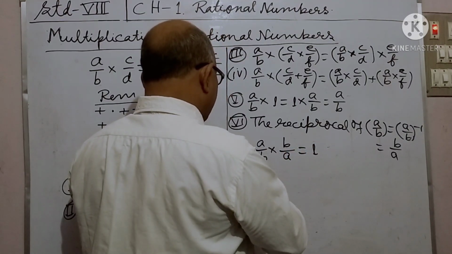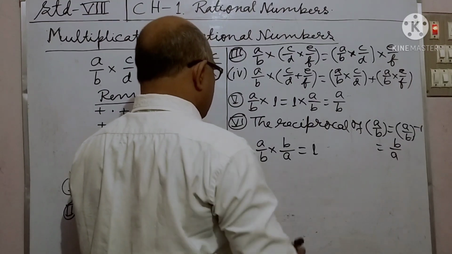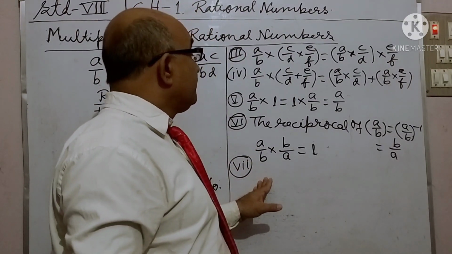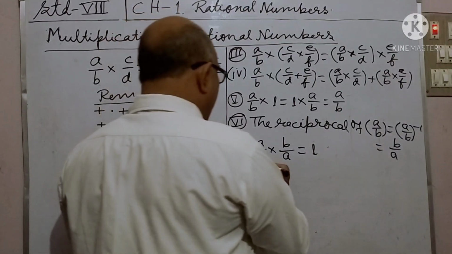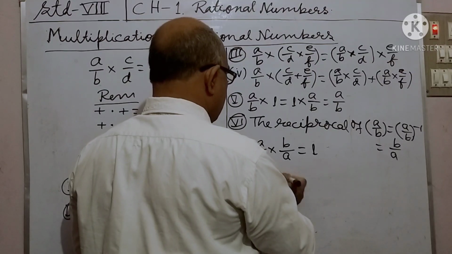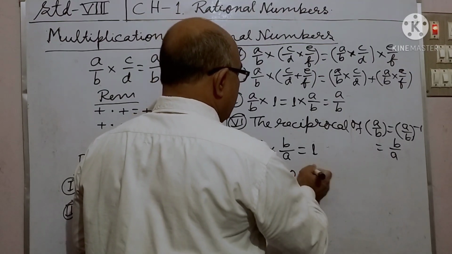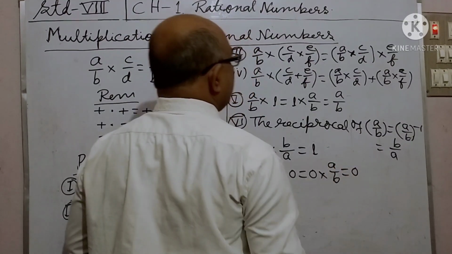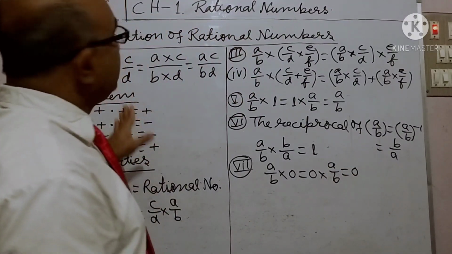And the last property is the multiplicative property of 0. So a by b into 0 equal to 0 into a by b equal to 0. Students, understand and write it.